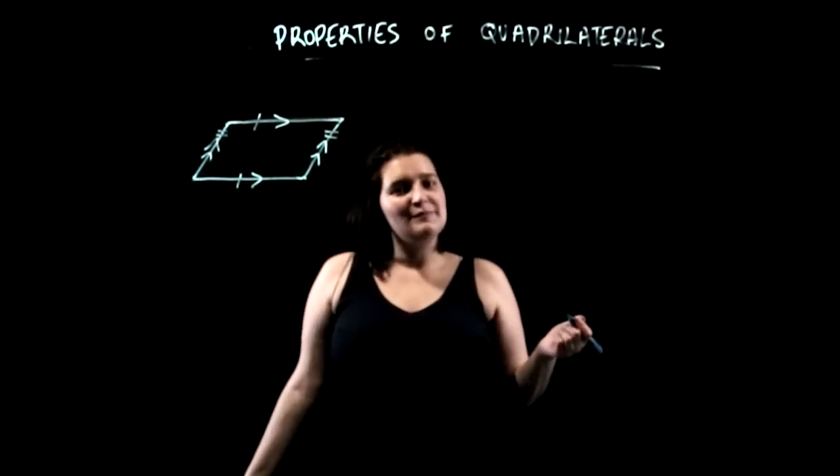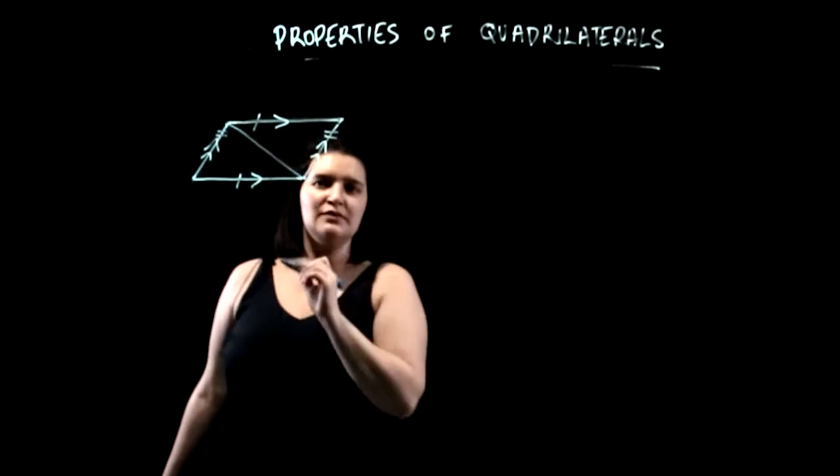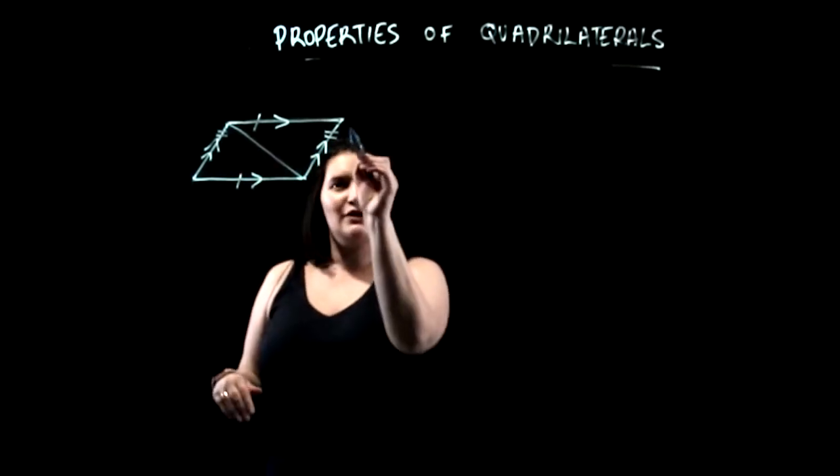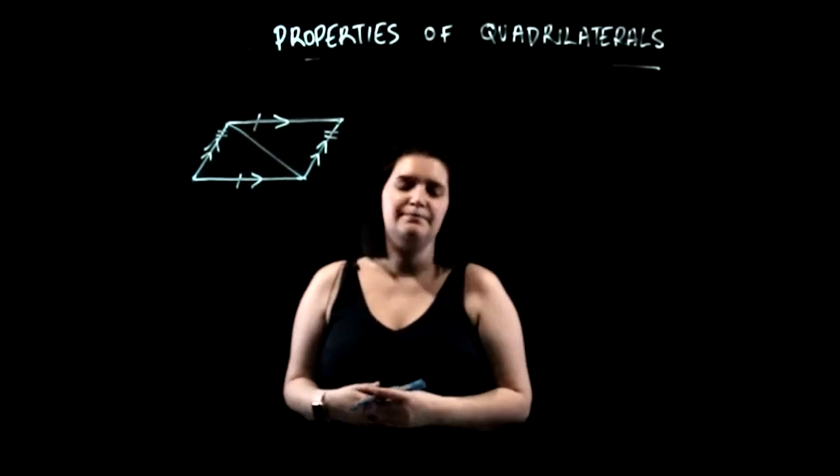Now a parallelogram is special because it can be cut into two equal triangles. If I cut along this diagonal, these two triangles are the same size. If I cut along the other diagonal, I'd also have two triangles that were the same size.